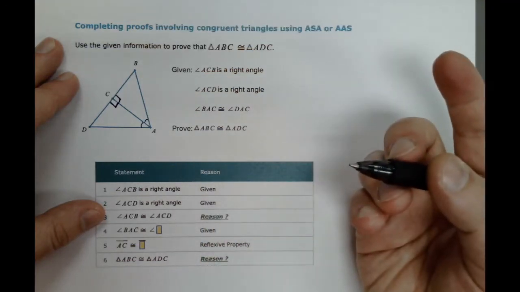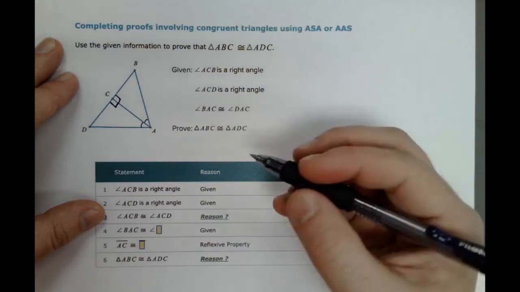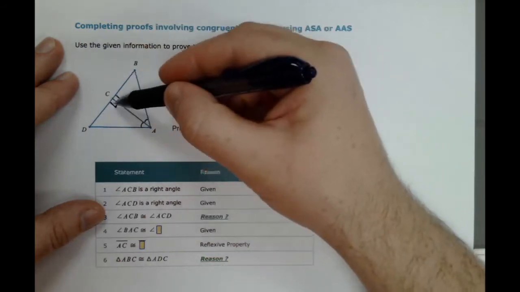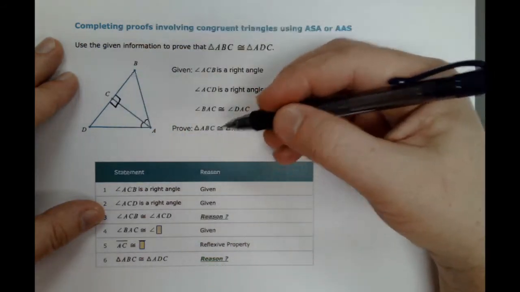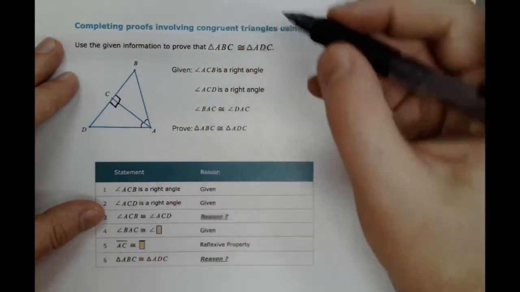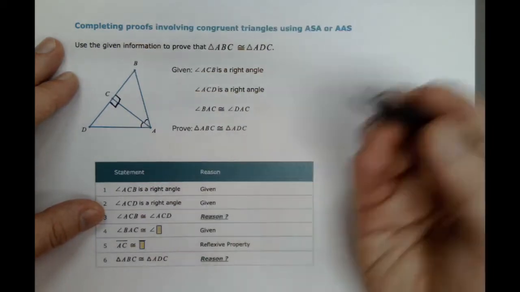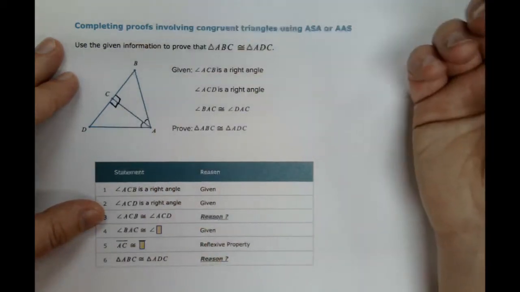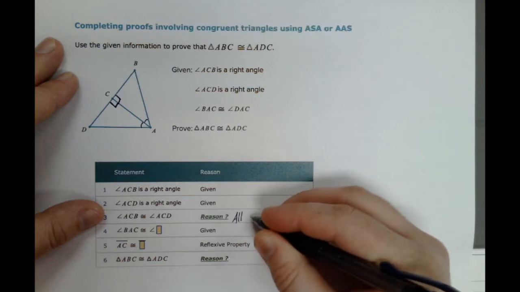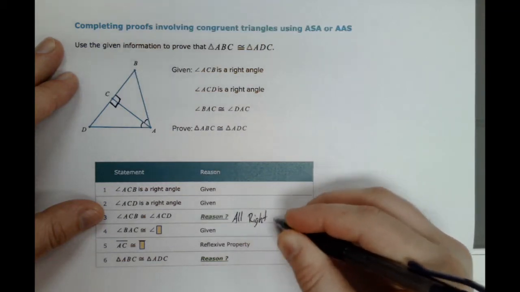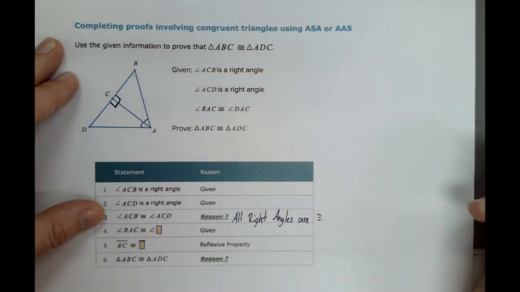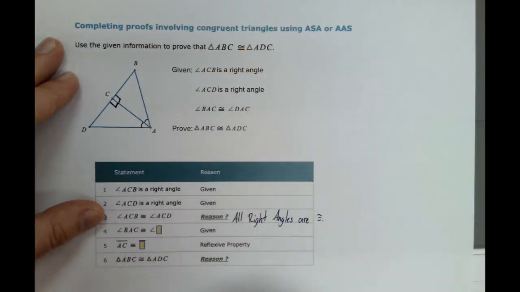So let's see if we can figure out what's going on here. It says ACB is congruent, so ACB here is congruent to ACD. This is actually not one of our given statements. Notice our angle here is actually BAC, not ACB. So the question is, why are these two congruent? Well, it's because they're both right angles, right? We know that right angles are 90 degrees, so if they're both right angles, they're both 90 degrees. So all right angles are congruent. Okay, so that's how I know that those two have to match, because they're both right angles.